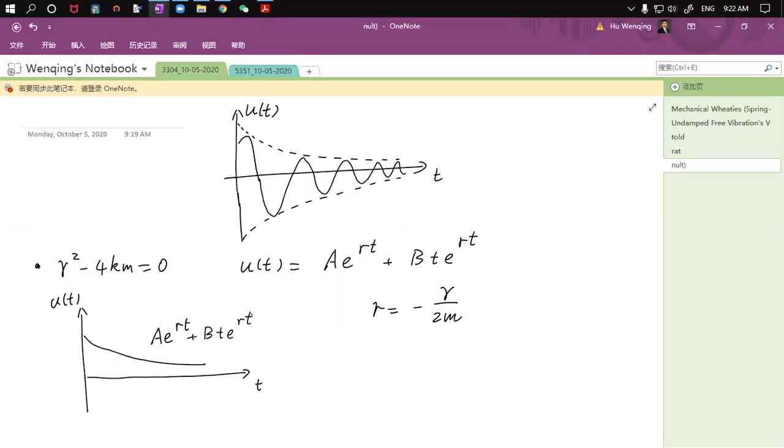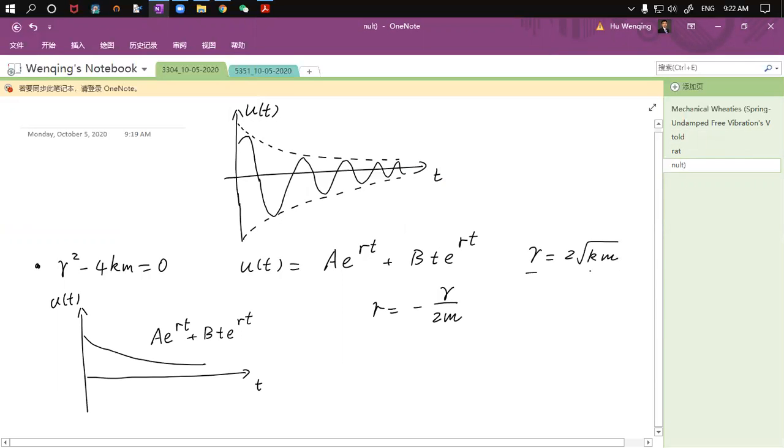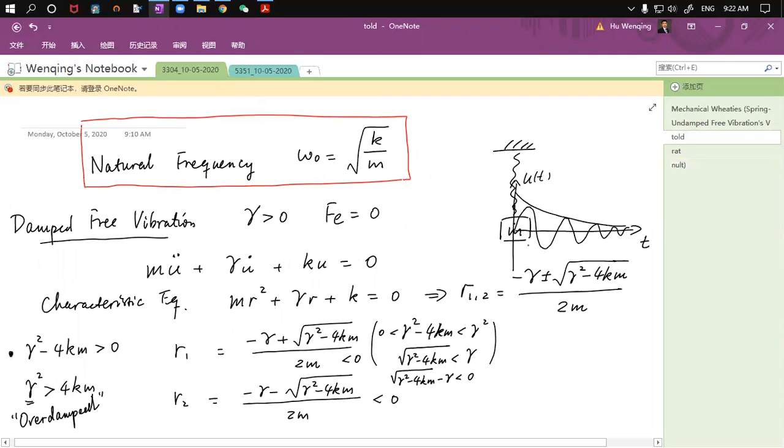So that kind of means that the critical gamma is 2 square root of k times m. Right? So the critical gamma exerts a critical damping, where you're still going to have decay, but the decay is not going to be that fast. So the decay might be something like this. It's not going to be as fast as the exponential. Is that good for everybody?